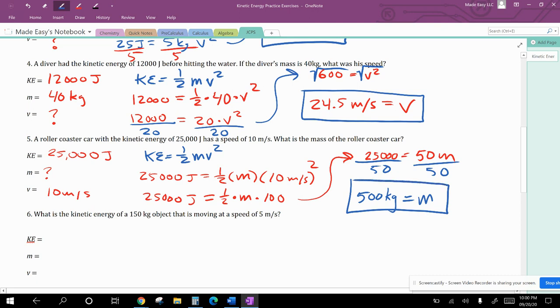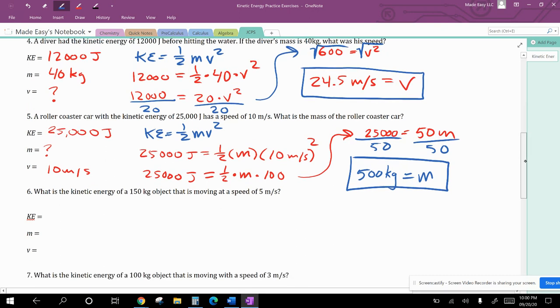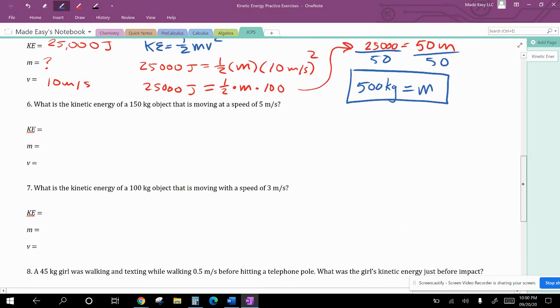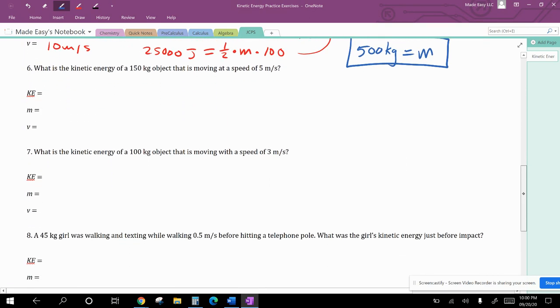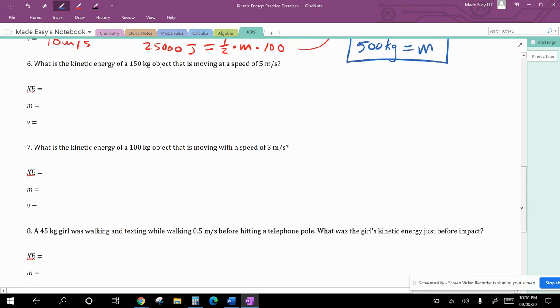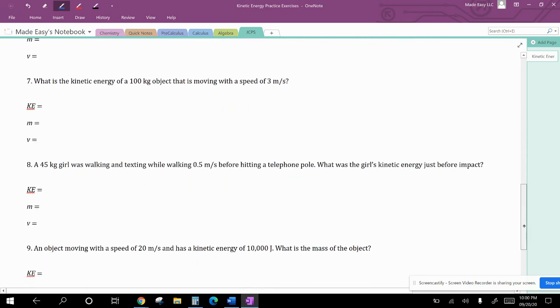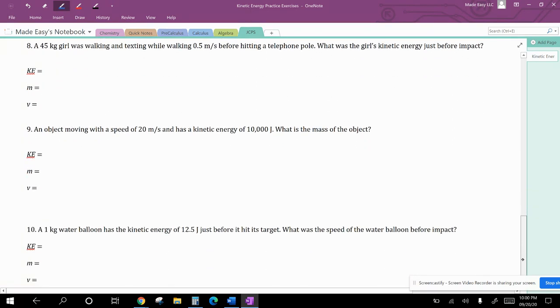All right, guys. So that is 4 example problems on how to do the kinetic energy equation. After this, you are going to be using these 5 questions, number 6, 7, 8, 9, and 10. All right, guys, you can do this. Keep practicing. Make sure to ask questions. Be specific about what it is you know and you don't know. All right, you got this.